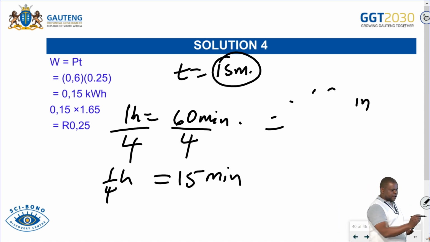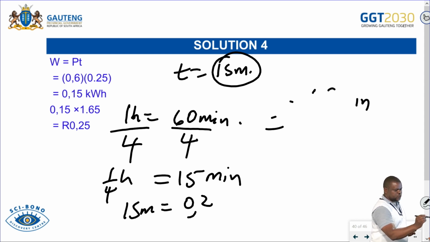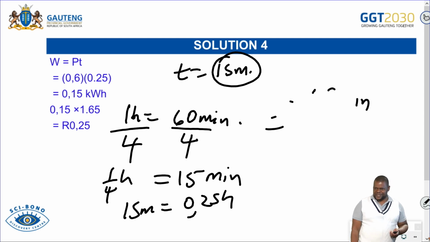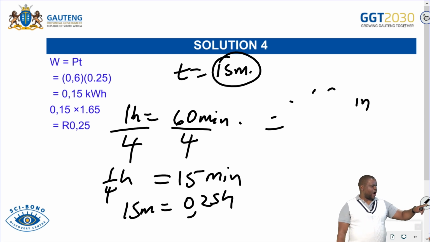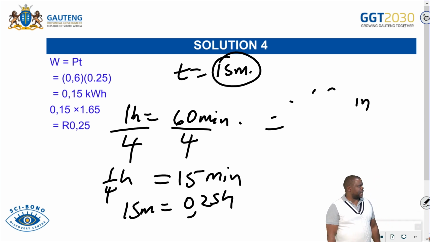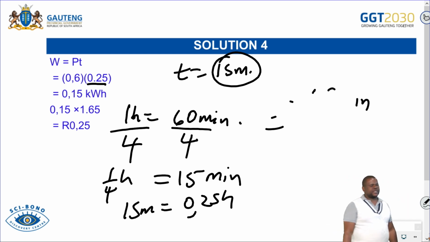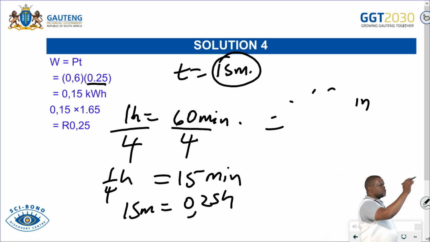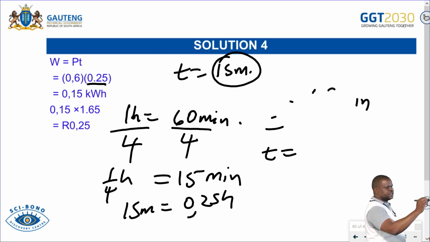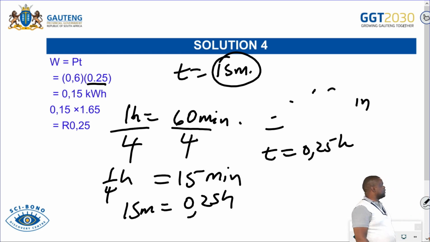And what is the quarter? 15 minutes is equal to 0.25 hours. Are we together? Yes. 15 minutes is equal to 0.25 hours, because 0.25 is 1 over 4. Are we together, grade 11s? That is why here we've put 0.25 hours.